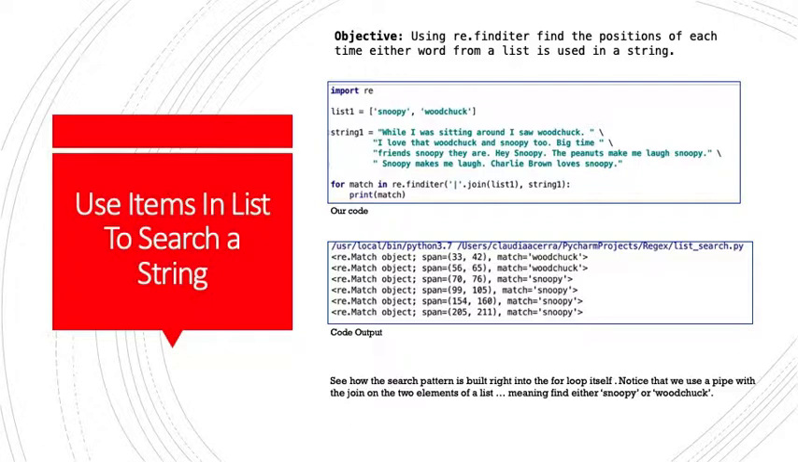So it says, okay, every time you find either A, which would be the first element of our list, Snoopy, or B, woodchuck, print it out. That's what our match statement is saying, right? So you see here down below, we find the span, and again, span is the start and the end positions of the match, and the match is actually what it matched. So as you would expect, it's either going to be the word woodchuck or Snoopy.